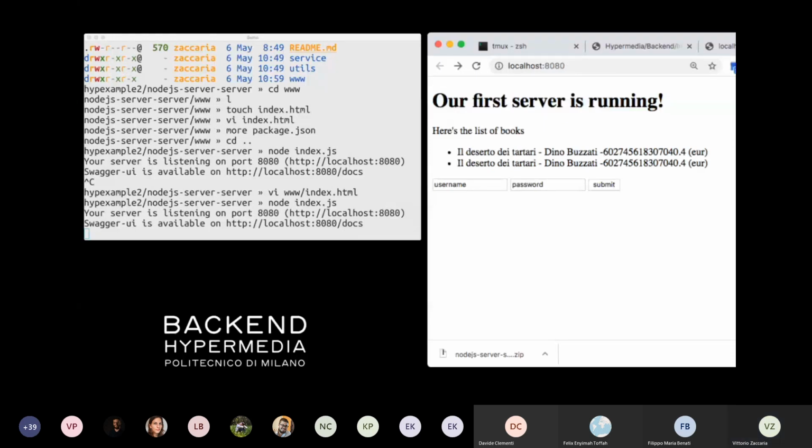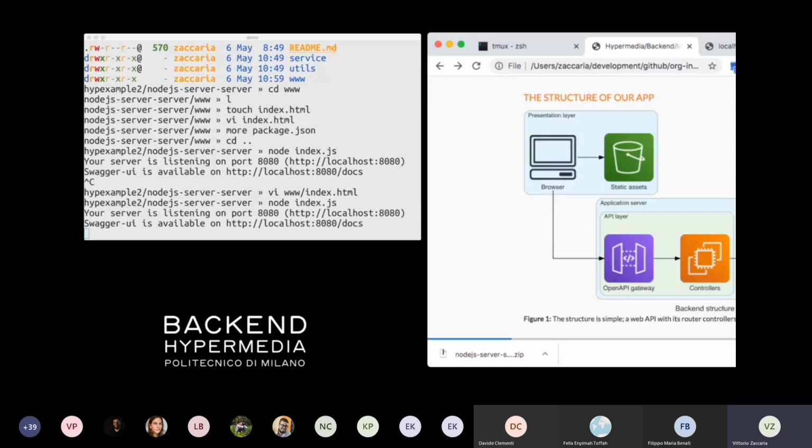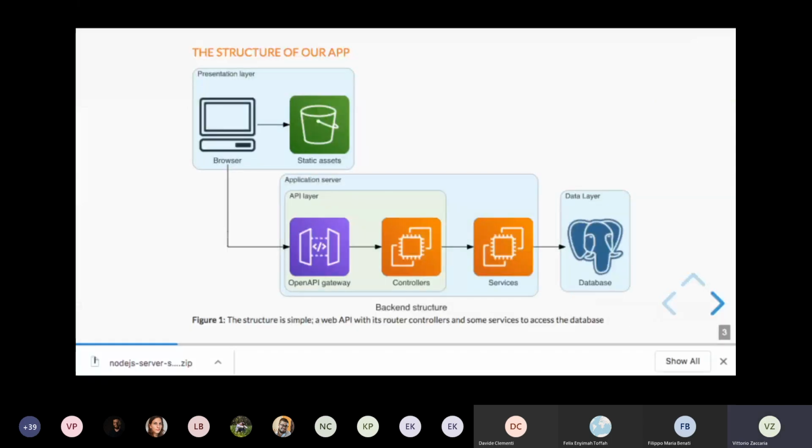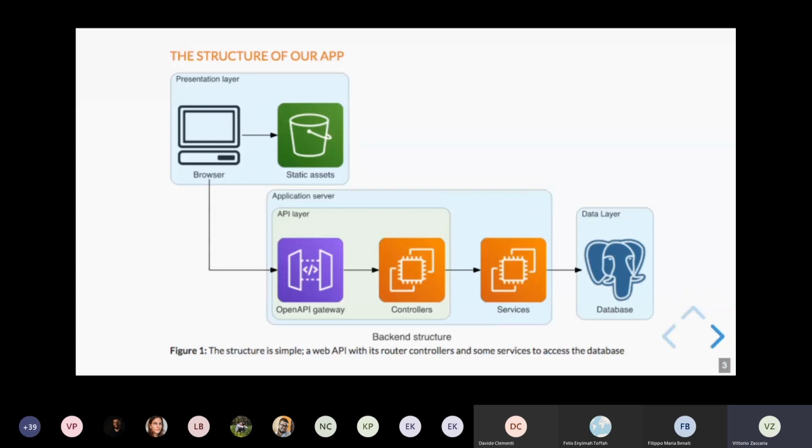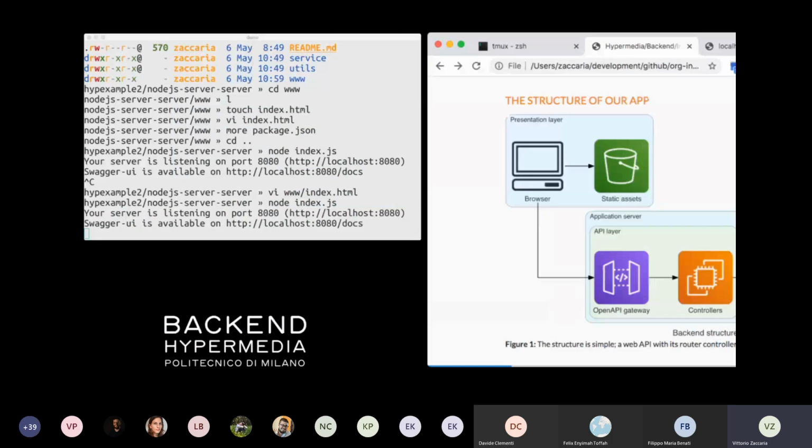So, coming back to our original structure of the application, we have completed the green box that is used for getting data from static files from our server. Now we are going to have a look at the application server. That is, we have the OpenAPI gateway, that is the modules that you have seen before. Let me show you directly here.